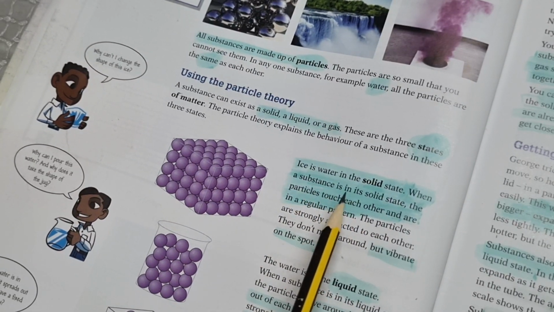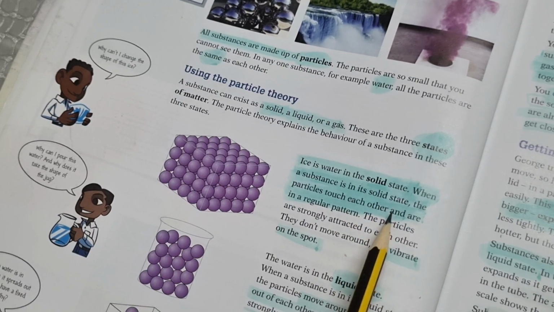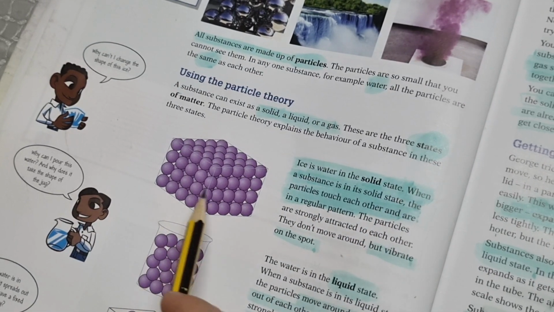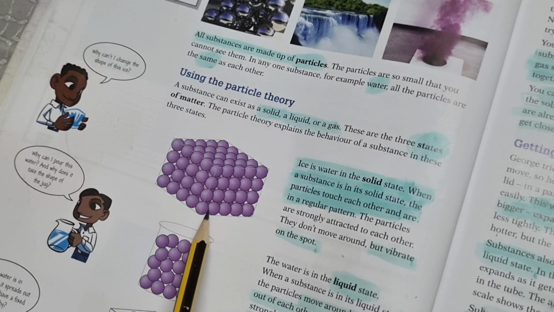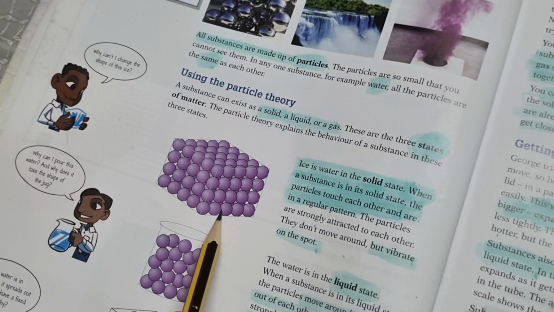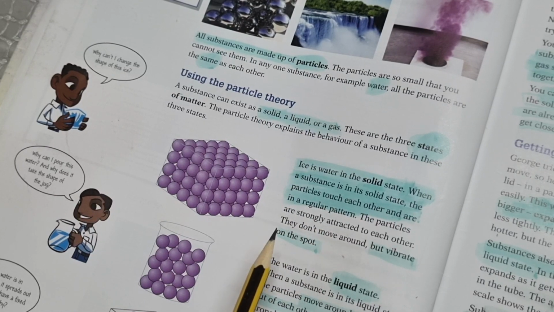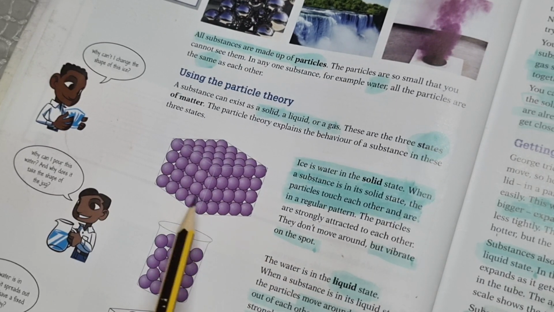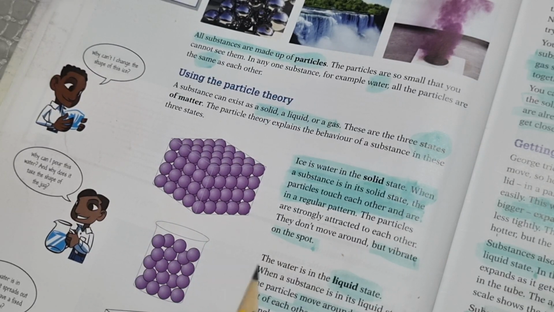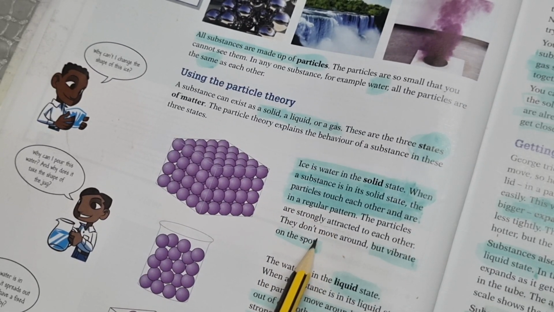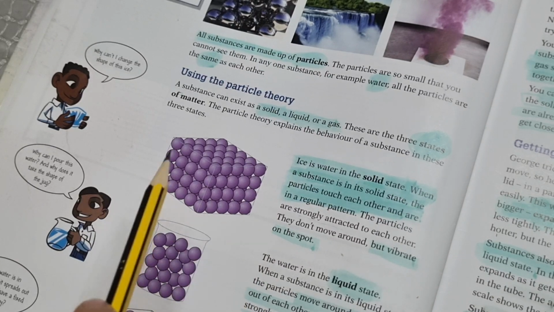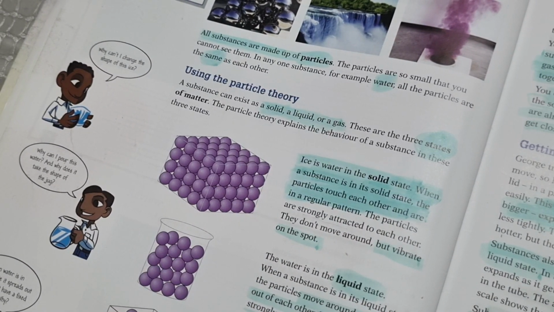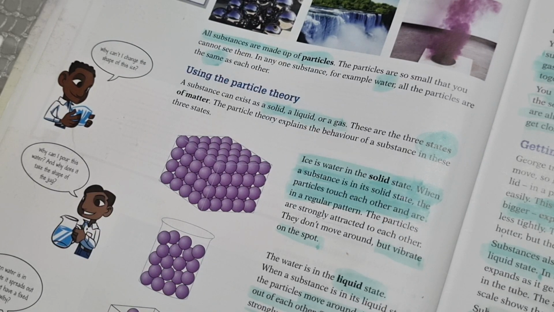When a substance is in a solid state, the particles touch each other. As we see, these are the particles. They are touching each other in a regular pattern, and they are very strongly attracted to each other. So we have some points we should know about the solid: they cannot move. They just vibrate in the same spot. And they have a regular pattern and they're very strongly attached to each other.